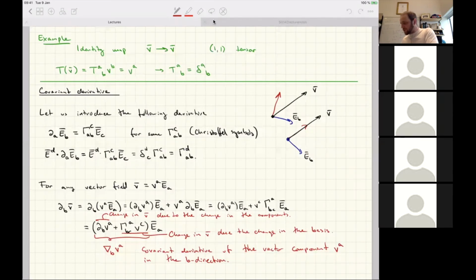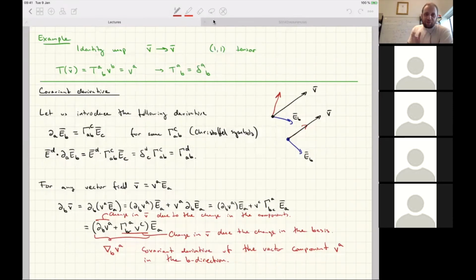Any questions on that so far? I have a question about interpreting the indices of the Christoffel symbol. The upper index, would that represent the tangent basis vector, and the first lower index represent the dual basis vector?